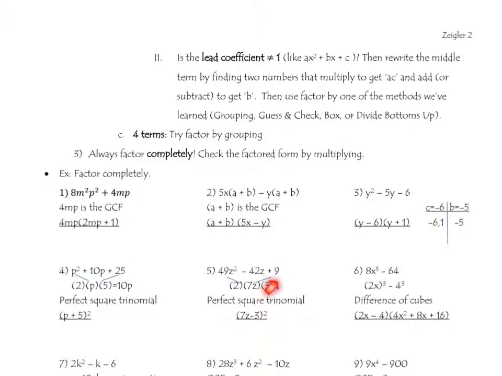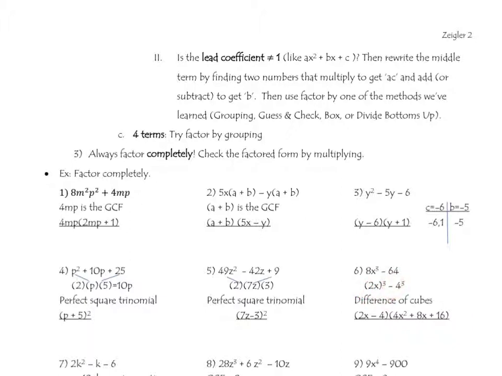In this case, are there any common factors? No. Are there any perfect squares? Yes. 49z squared and 9 are both perfect squares. The square root of 49z squared is 7z, and the square root of 9 is 3. So, is 2 times the roots equal to the middle term? 2 times 7z times 3 does equal 42z. So this is a perfect square trinomial, only instead of a plus here, there's a minus, so there will be a minus there.